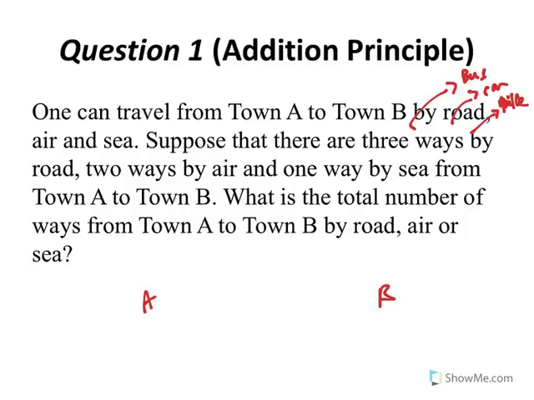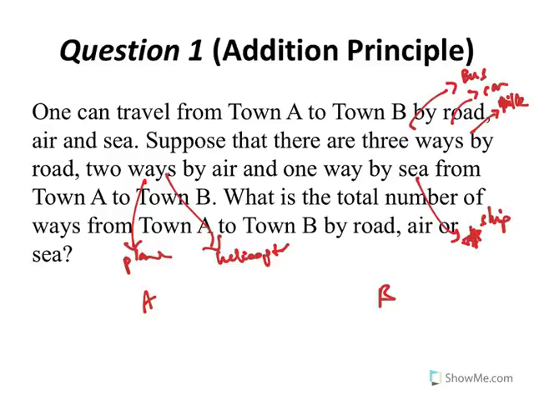Okay, 2 ways by air. What are the ways? Maybe helicopter. Maybe by plane, correct? Maybe you happen to know Song Joong Ki, then he comes. Okay. And 1 way by sea, it can be by ship.